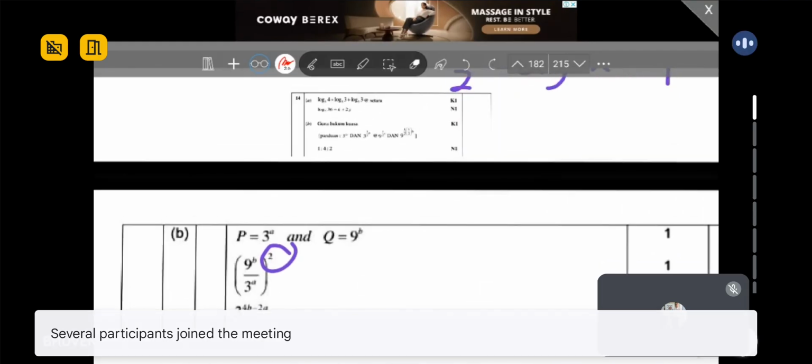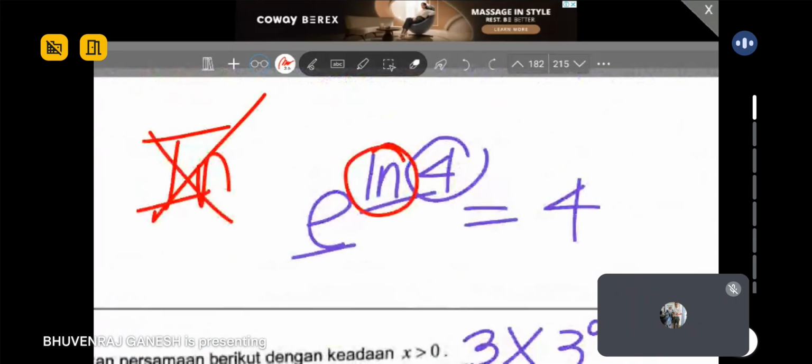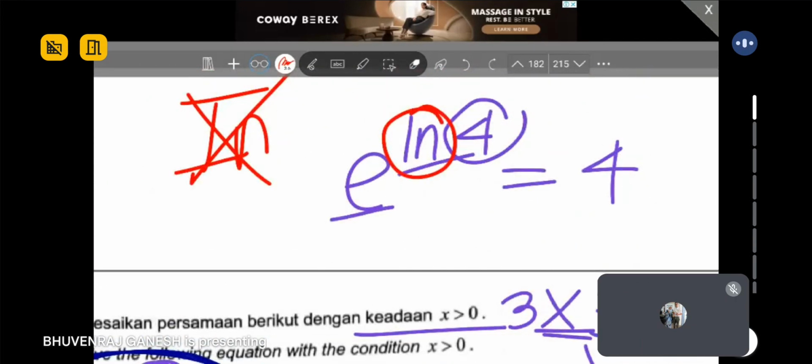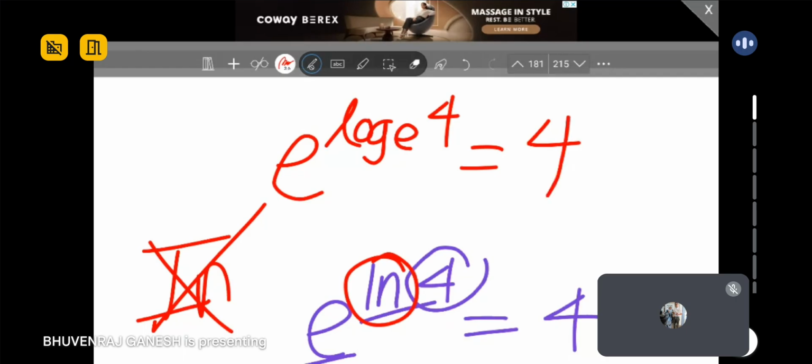Okay, you have the power 2 on the top. Okay, because you apply this rule guys. Okay, kamu guna hukum ni. E power ln 4 equal to 4. Okay, so ln tu sebenarnya adalah log asas E. Am I right? So kamu boleh tulis dia macam ni.